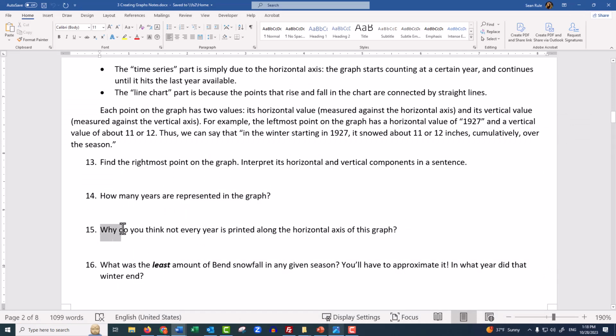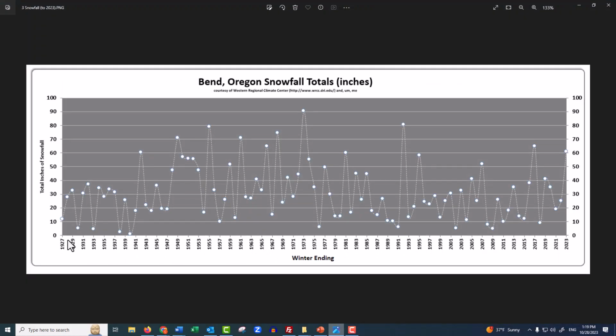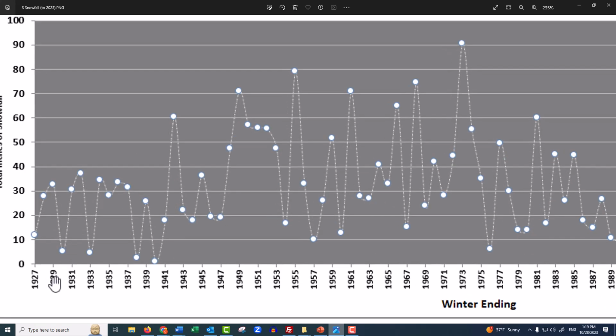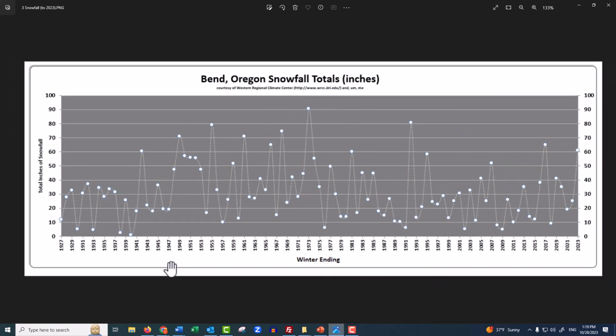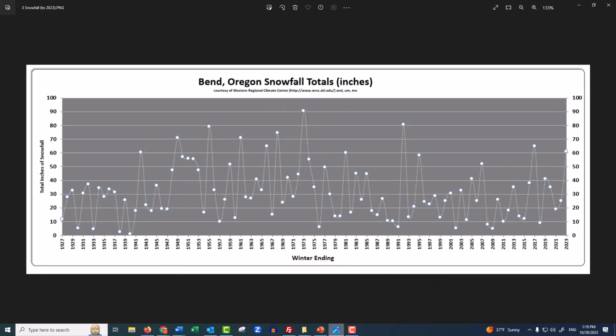Why do you think not every year is printed? Okay, so if you look again, see how I'm skipping over years? I skip all the even-numbered years. It goes from 27 to 29, 29 to 31, and so forth and so on. There's a reason for that. I'm going to share it with you here.